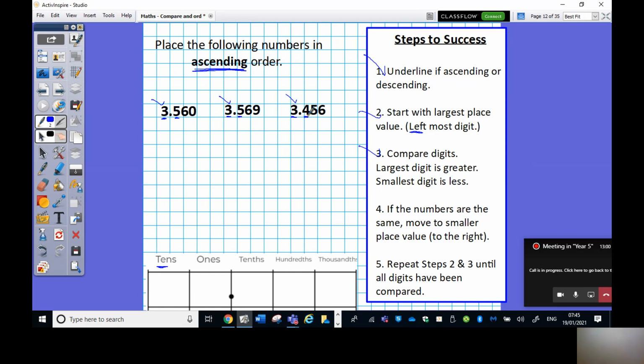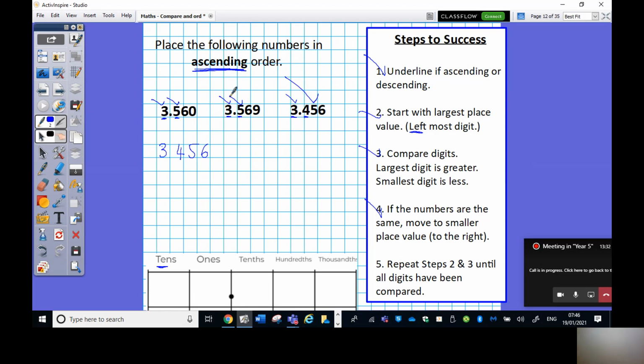Okay, so here we have the following numbers in ascending. So I'm going from smallest to largest. So I've got 5 tenths, 5 tenths, and 4 tenths. So I know that 4 is the smallest. Okay, so I found that one first. 4, 5, 6. Great, so I've ticked that one off. Now, repeat steps 2 and 3. So I go back. I start with the largest place value, okay, which I've done. I'm going to tick this one.